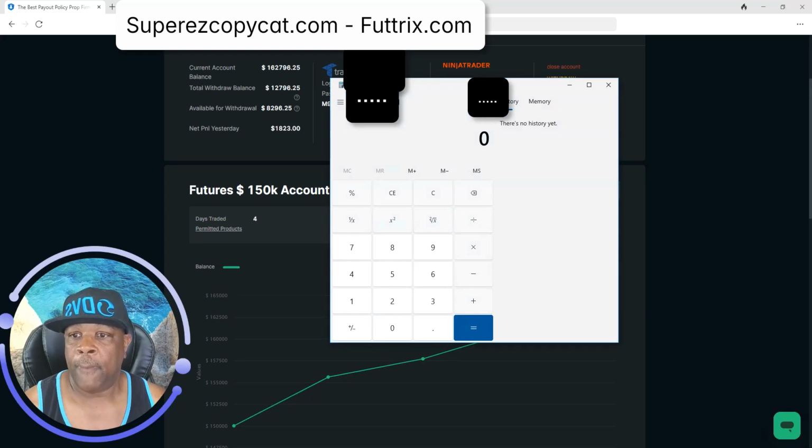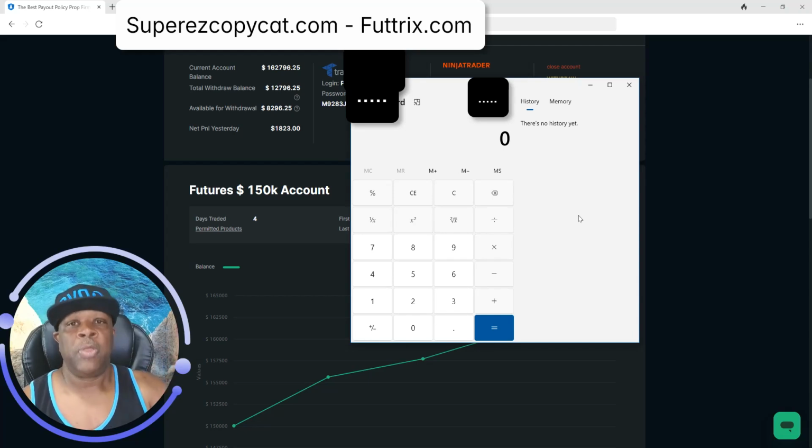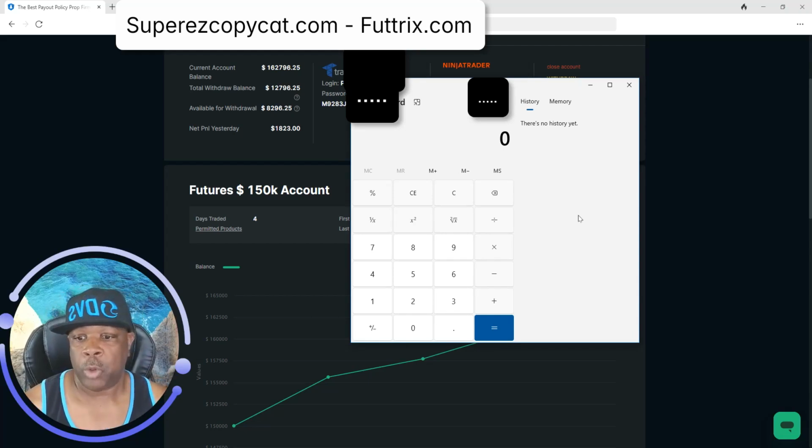All right. So I told you guys there is a cushion or a buffer. Whatever your drawdown limit is, they want that to stay in the account as a buffer as you're continuing to trade. So let's take a look. $162,796.25 minus $8,296.25. Let's see what that equals. $154,500. See? So I started with a 150K balance, and look what the extra is. $4,500 exactly on the nose.